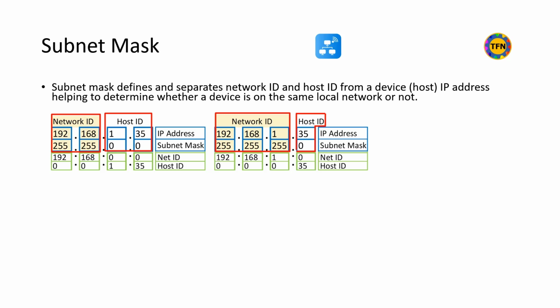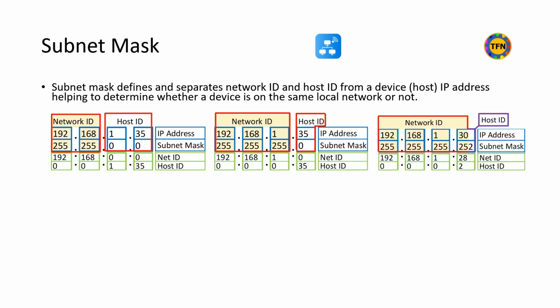With subnet mask 255.255.255.0, host ID is 0.0.0.35 and network ID is 192.168.1.0. In this case, host part is occupying one section and network part is occupying three sections of the IP address. Router first checks the network ID and then host ID within the network while communicating with the device.